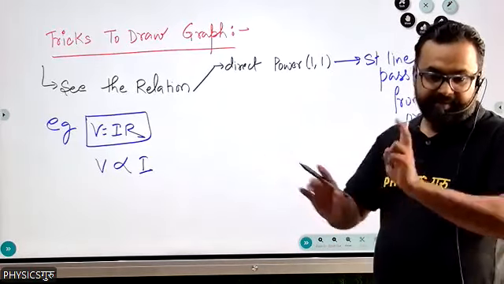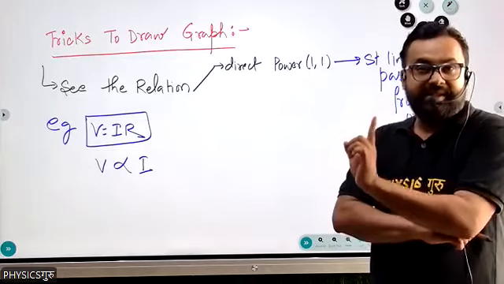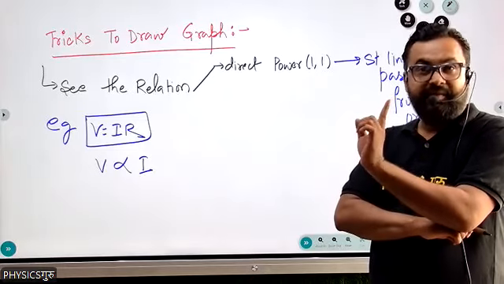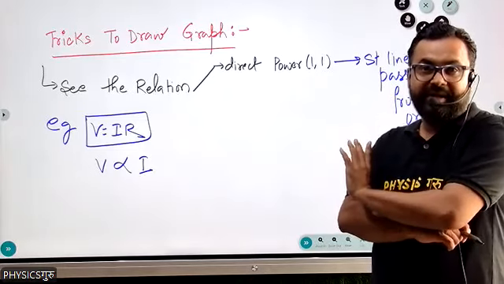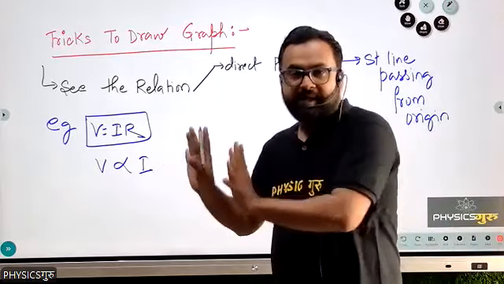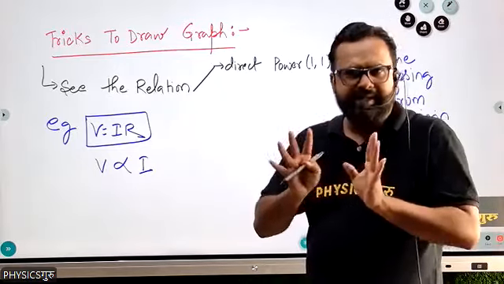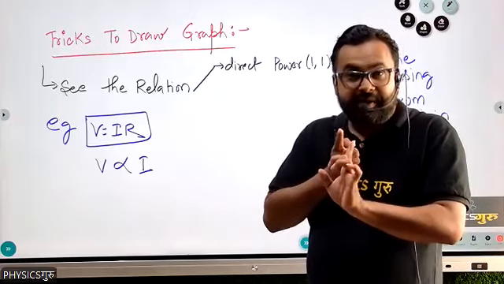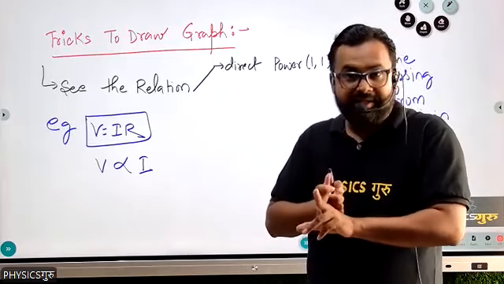Tricks to draw graphs. First trick: always see the relation. If the relation is direct and the power is 1 comma 1, the graph will be a straight line passing through the origin. It means that any formula will be given. Say, for example, V is equal to IR is given. The relation between V and I is direct.